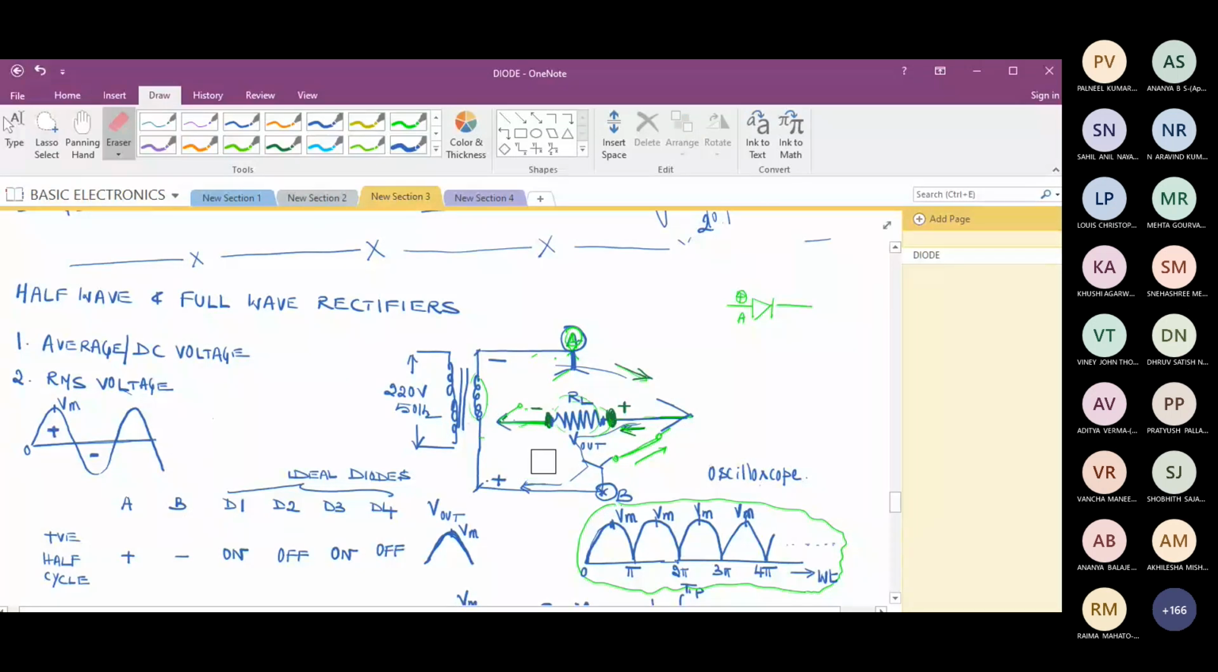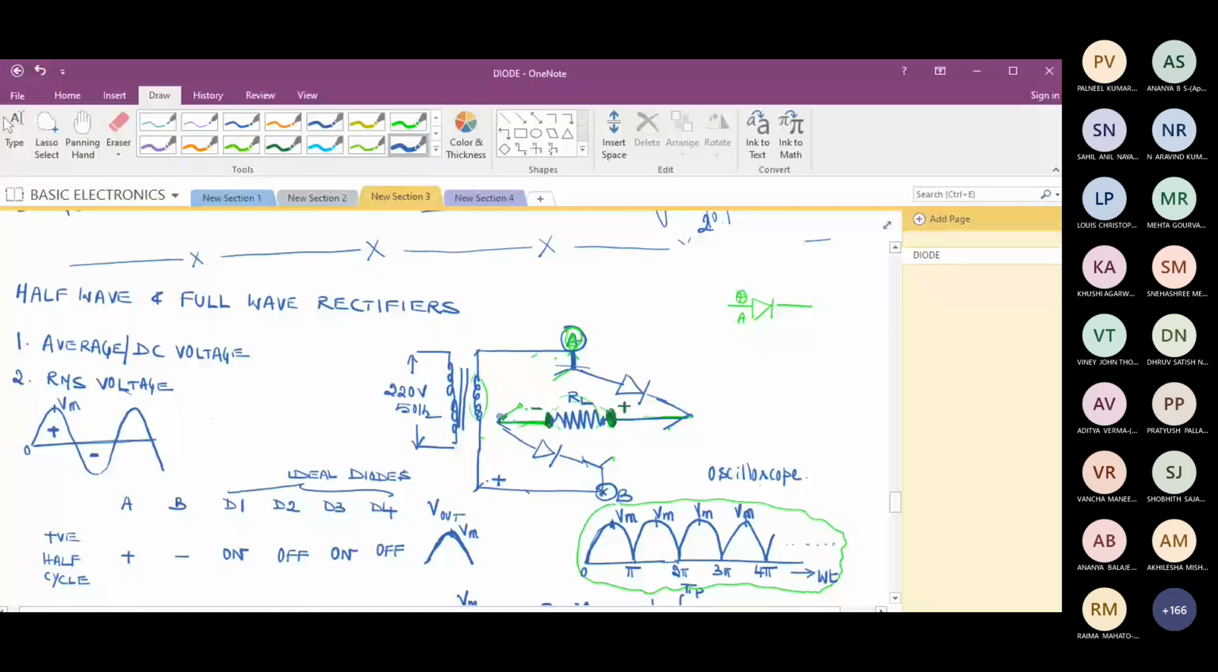I will erase all these Vm things. Vm, 2 Vm. Okay. Analyze and tell me properly. I'll draw the diodes so that, if you remember, I told two parallel diodes must point in the same direction. So here, two parallel diodes, they are pointing in the same direction.